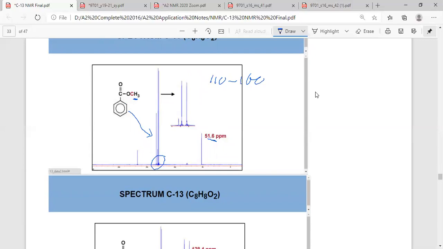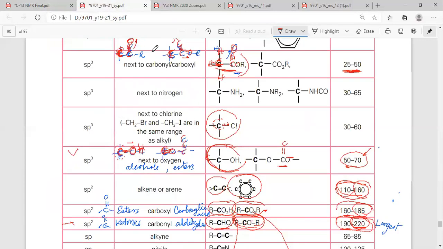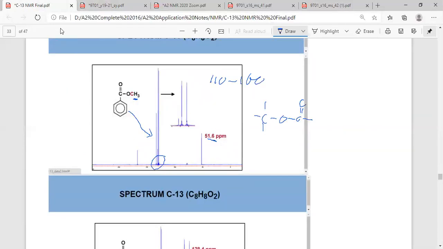Remember the carbon next to the oxygen, right, in an ester. Carbon next to the oxygen is 50 to 70. Okay, 50 to 70. 51.6. So this will belong to this carbon here.